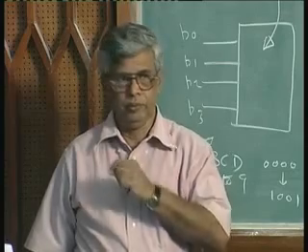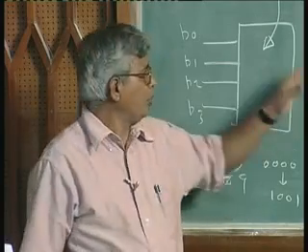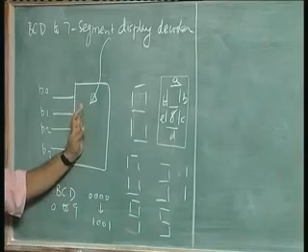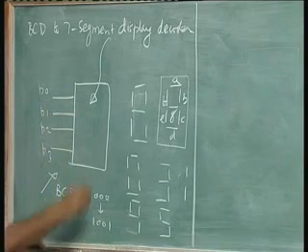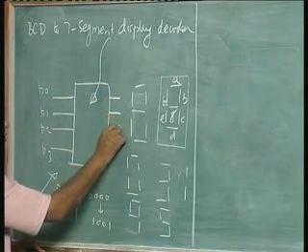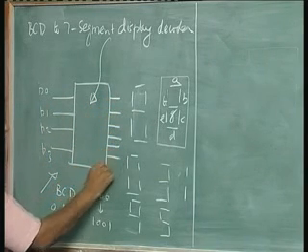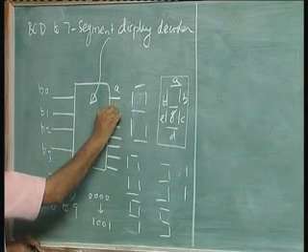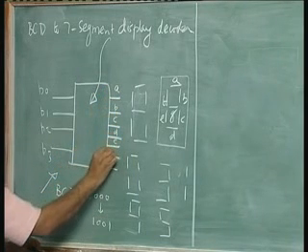So how many outputs do I need from this? I need 7 outputs called A, B, C, D, E, F, G.